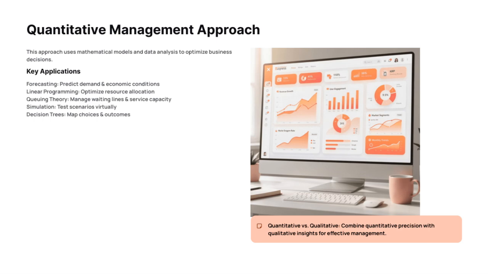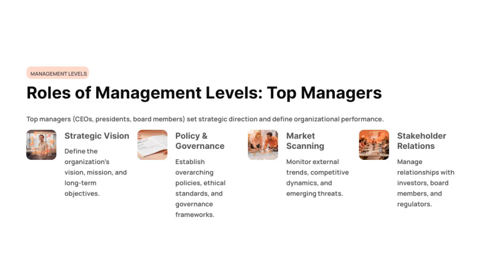Decision trees are like maps of choices and outcomes. They help us visualize the potential paths and consequences of our decisions. The key takeaway here is that these tools are based on mathematical models and data analysis, which are crucial for optimizing our business decisions. This quantitative management approach, when combined with qualitative insights, forms a comprehensive strategy that enhances overall effectiveness.